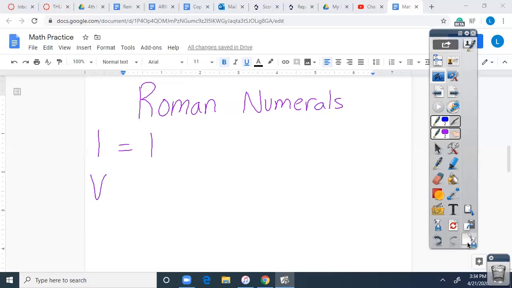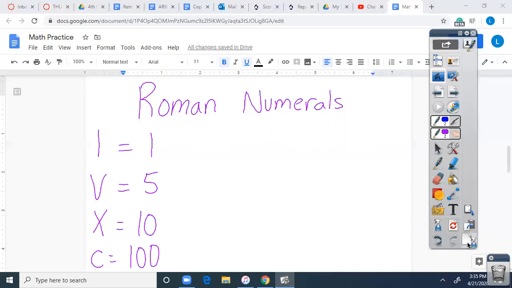Okay, this is a V, and it equals 5. An X equals 10, and a C equals 100. That's all you need to know. There are lots more. There's one that equals 50, one that equals 500, one that equals 1,000, but these are the most common ones, and this is what we're going to use. Okay?